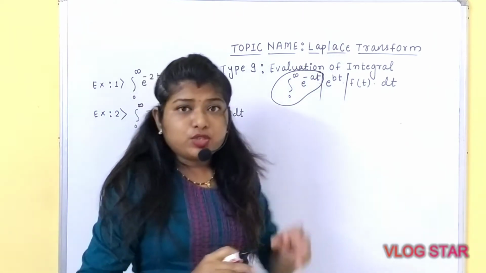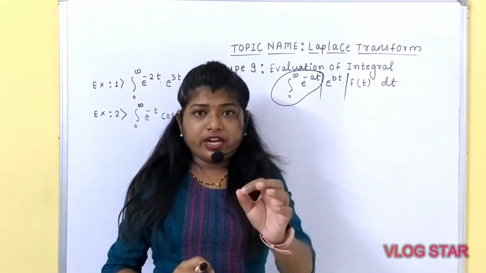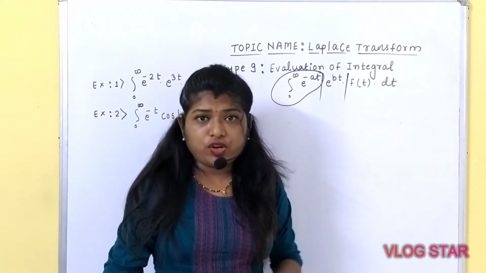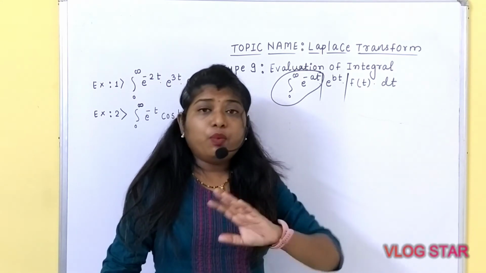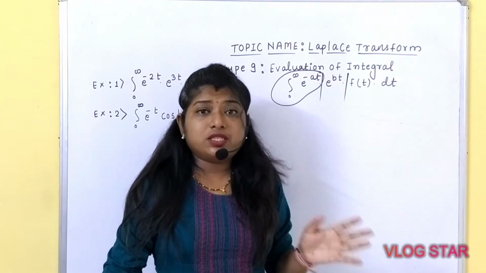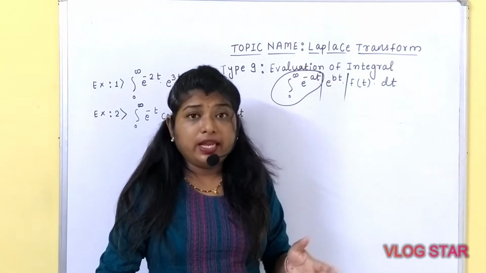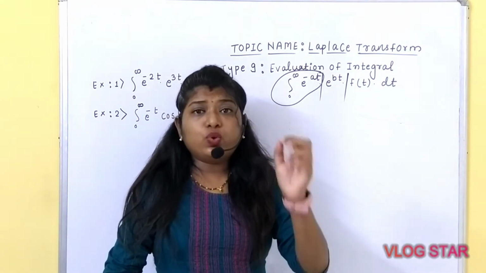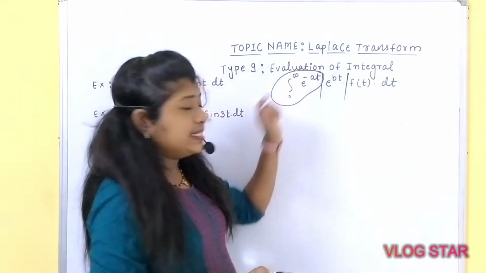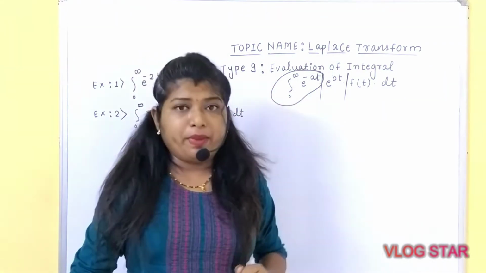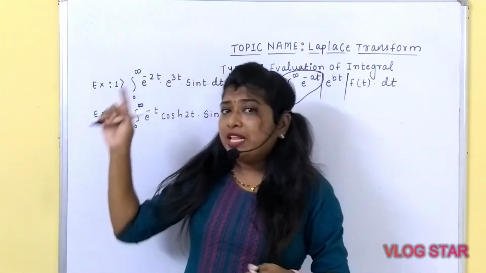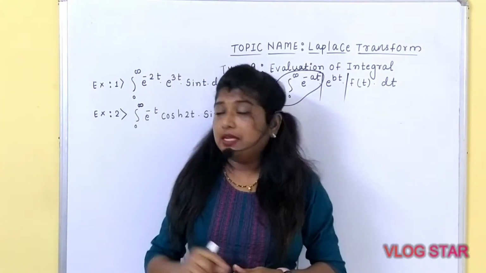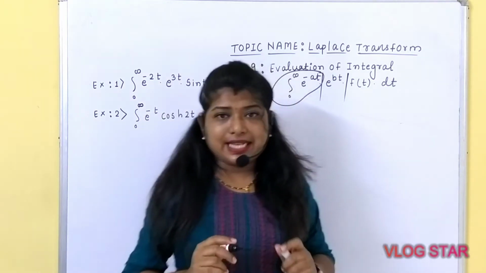As already discussed, as per the evaluation of integral, whatever answer you get for the other function, in that you have to substitute s is equal to a. I hope you remember. So to understand type number 9, we'll solve two examples. Let's begin with the first example.